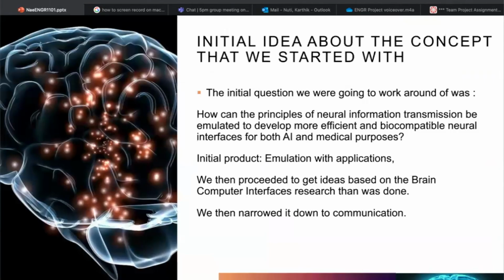We started with a broad idea of emulating neural transmission for AI and medical applications. However, after researching brain-computer interfaces, or BCIs, we refined our focus to communication, specifically enhancing auditory function. And this allowed us to develop a more targeted and feasible solution.